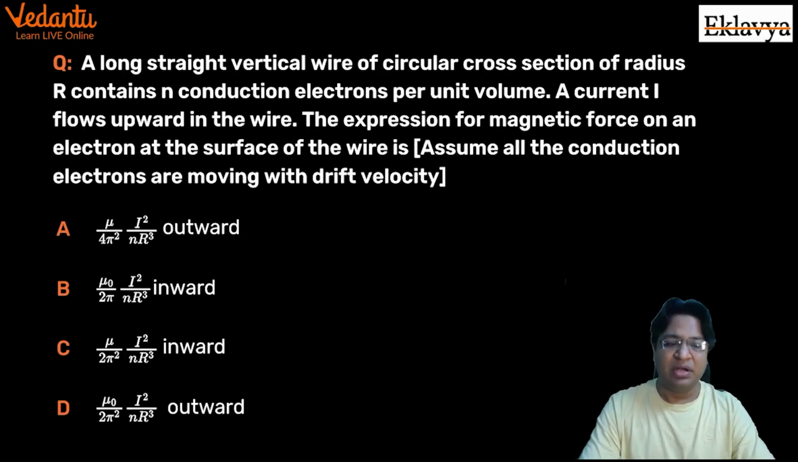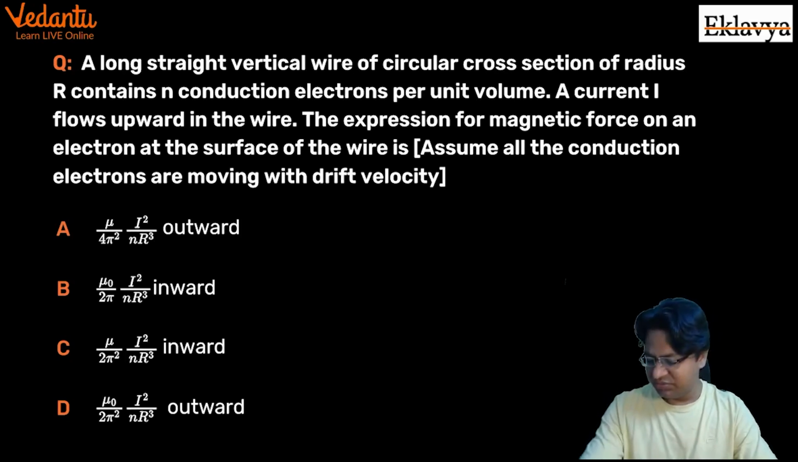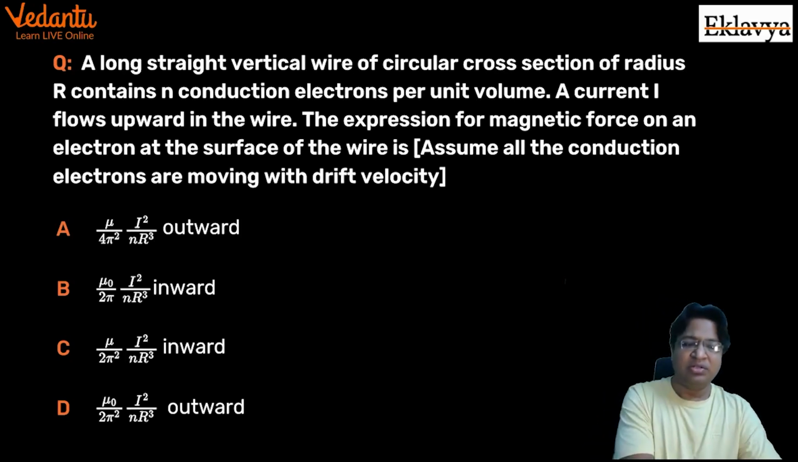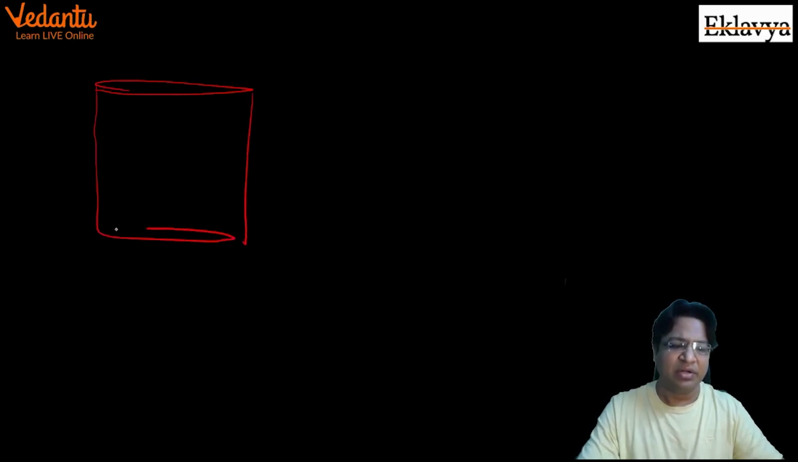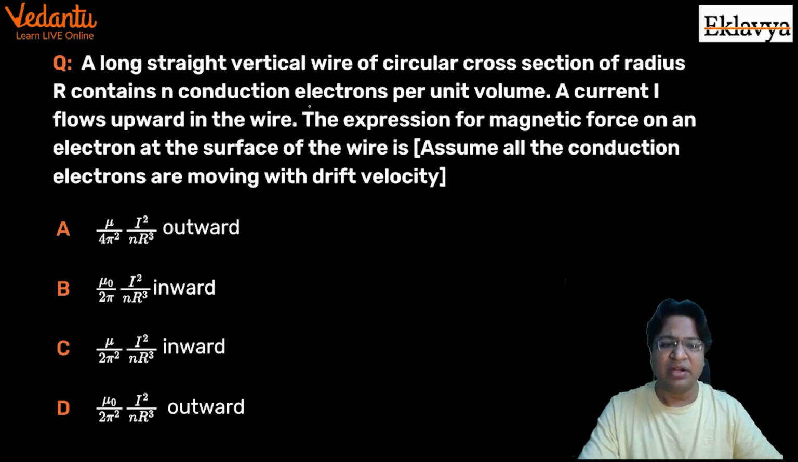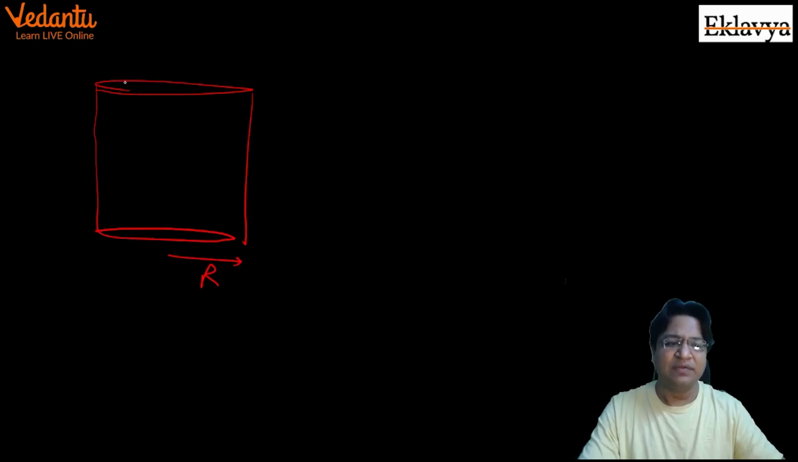Next we go to this question which says: a long straight vertical wire of cross-sectional radius r contains n conduction electrons per unit volume. A current I flows in the upward direction. What is the expression of the magnetic force on an electron? So a long straight wire of cross-section radius r. I'll draw this wire in the form of a cylinder like this. Let the radius be r, and it contains n conduction electrons per unit volume. Current I flows in the upward direction, so the current would be flowing through this cross section.